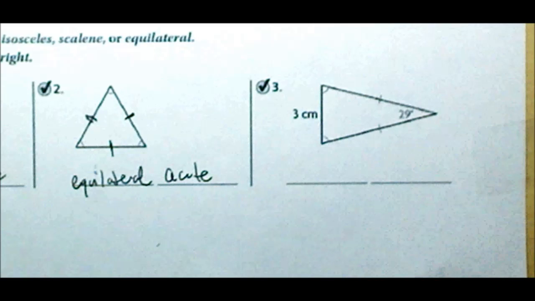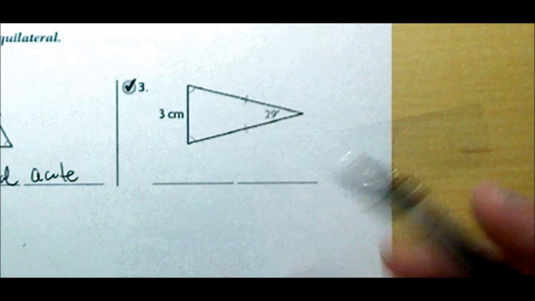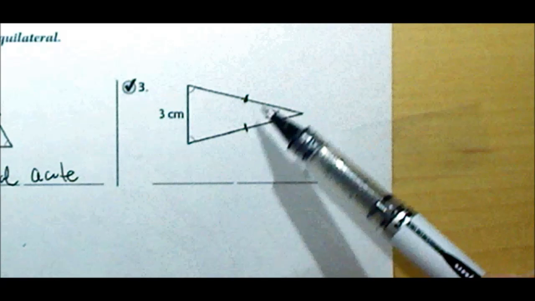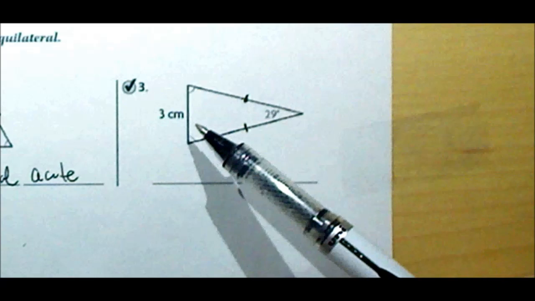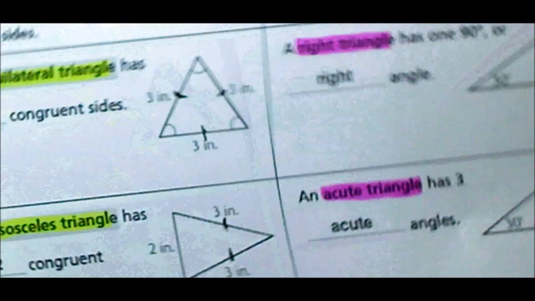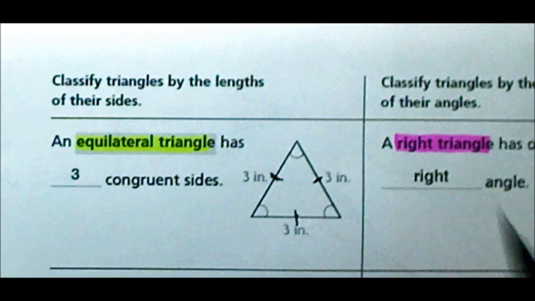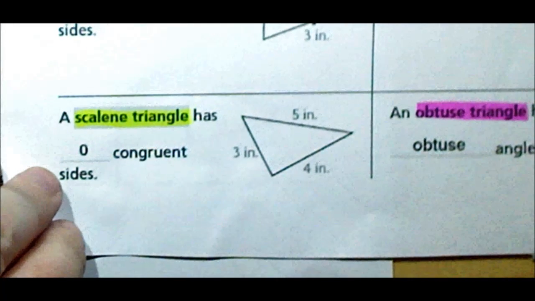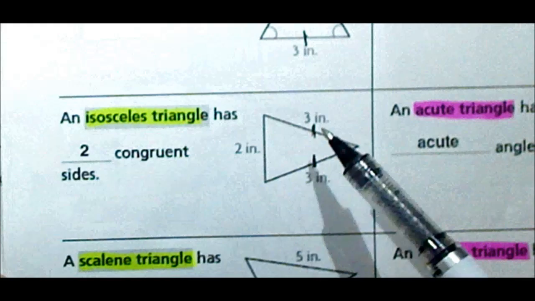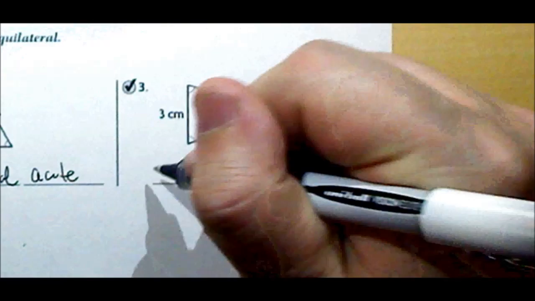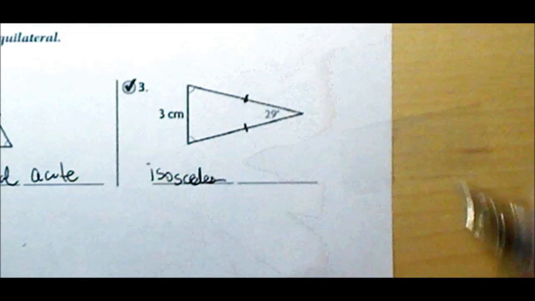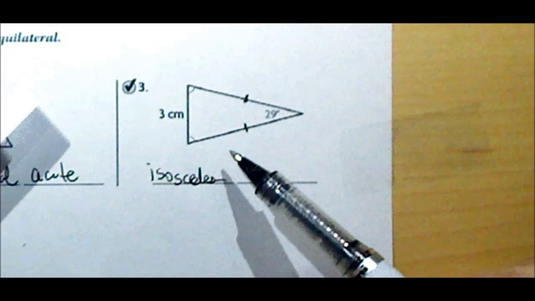Now we have the third one. Notice that it has 2 tick marks. The last one had 3, this one just has 2. That means these 2 sides are the same length, and this one is a completely different length. So just 2 sides are the same. It can't be equilateral because all 3 sides would have to be the same. It's not scalene because all 3 sides would have to be different. It is isosceles. Two sides are the same, the third one is different.